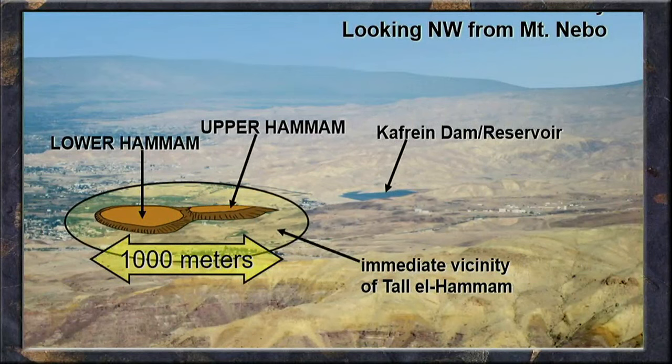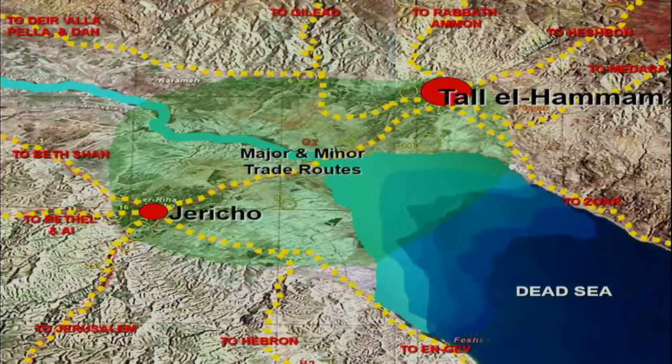This view is taken looking north from Mount Nebo, the place where Moses was granted a view of the Promised Land. Tel El Hammam, as shown from this diagram, was a major hub for commerce. We identify that by the trade routes to other cities from antiquity that are nearby. So it was a major center of a major trade route.